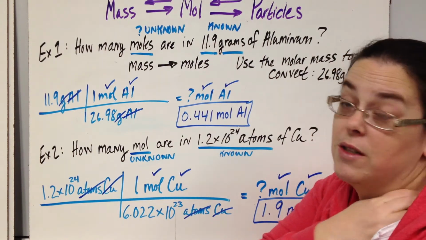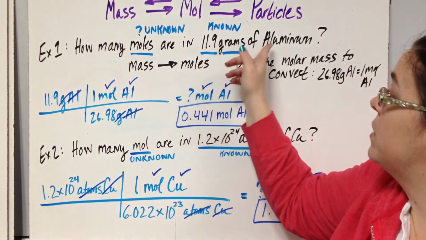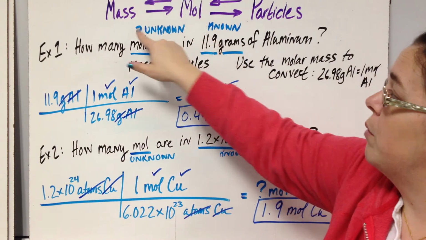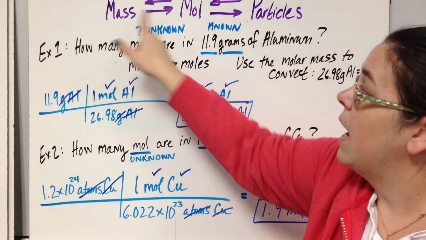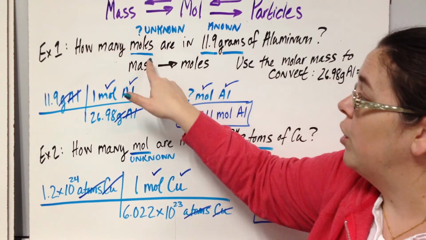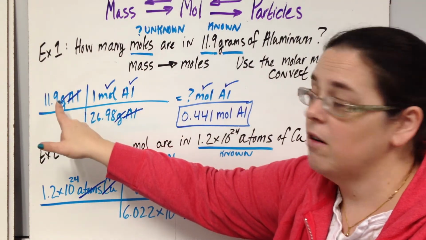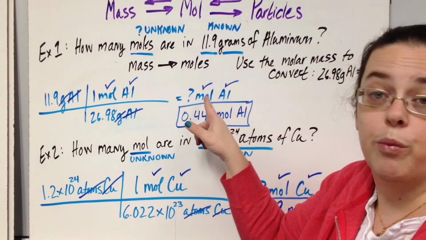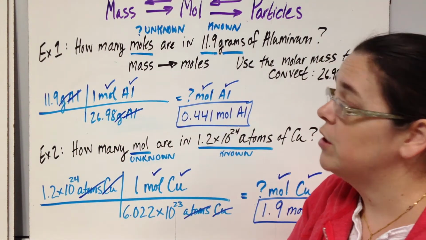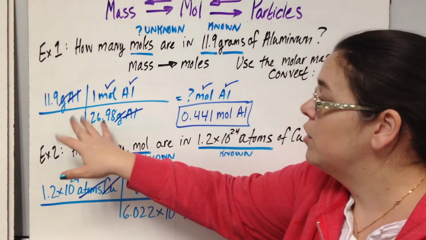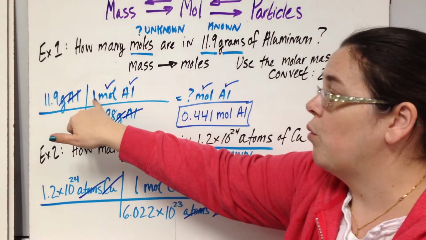So our first example, example number 1. How many moles are in 11.9 grams of aluminum? We're starting with our known here, 11.9 grams. That's mass, and we're going to moles. That's our unknown. So we're going to set up a t-chart right here. We're going to put our known quantity there, and over here we're going to put our unknown, where we're going. So this is where we're starting, this is where we're going. And we're going to use the molar mass to get there. So we put the molar mass of aluminum, 26.98 grams of aluminum, is equal to 1 mole of aluminum.